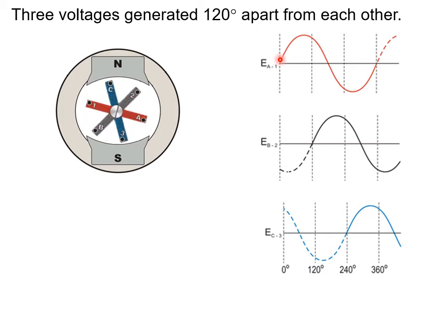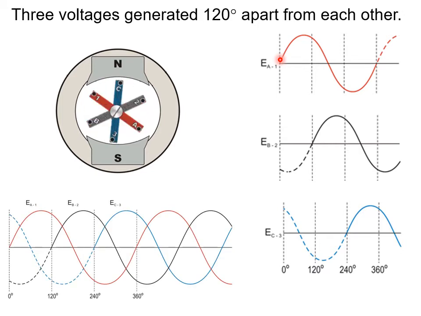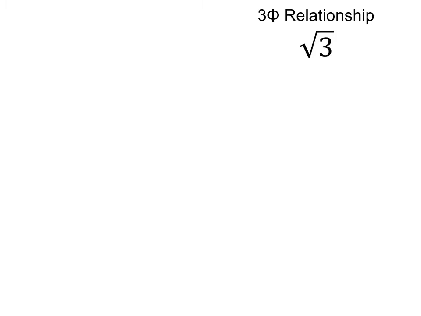As our rotor continues to spin, it will generate a continuous alternating sine wave. And this is what generates our three-phase power. Now let's take a look at the significance of the square root of 3, or root 3, in three-phase relationships.